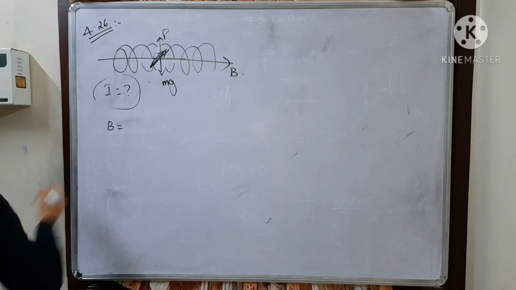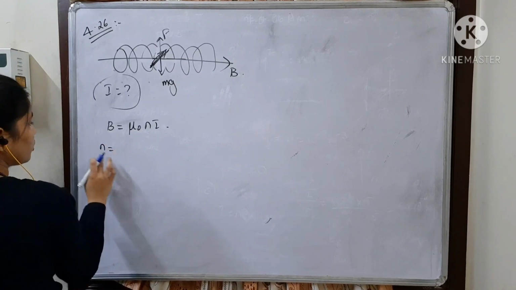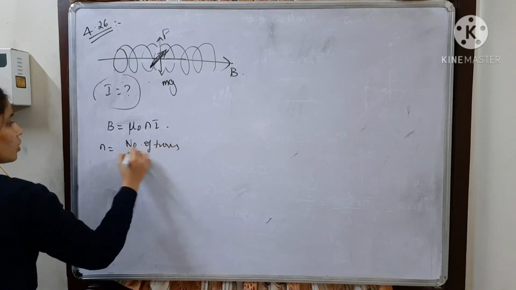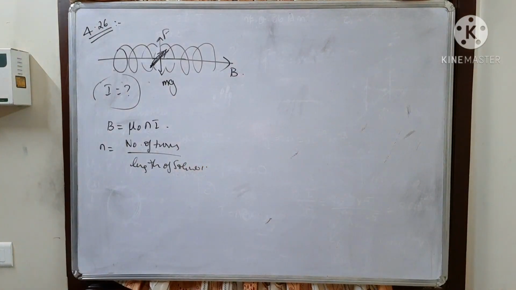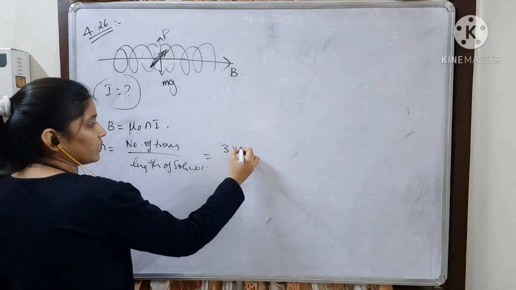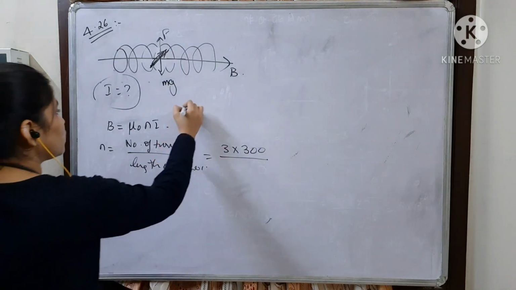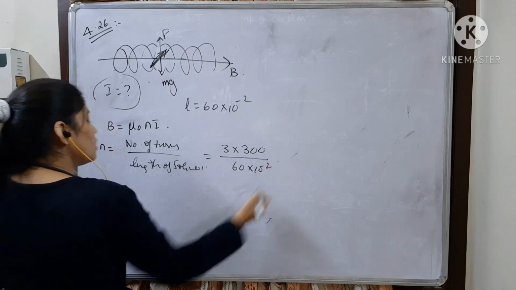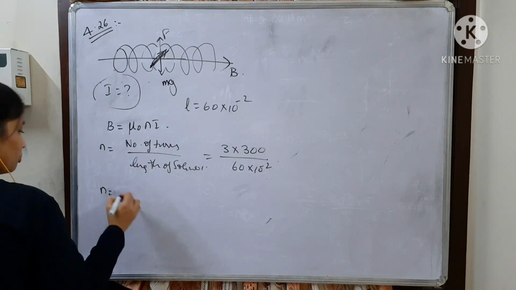So to find that, the answer for this will be mu naught into n into I. So the small n we have to calculate. So what is the value of small n? Small n is total number of turns divided by length of solenoid. So the total number of turns is equal to three layers of windings and you have 300 turns, divided by length of the solenoid. What is the length of the solenoid? It's given as 60 centimeter. So 60 into 10 to the power of minus 2. Therefore, the number of turns is equal to 1500 turns per meter.